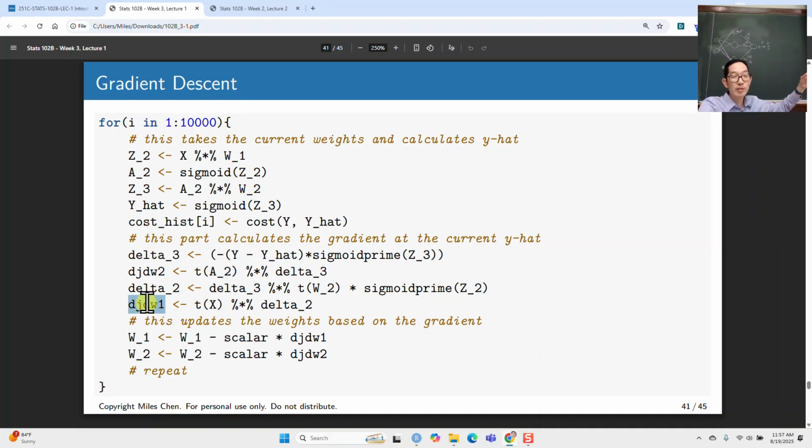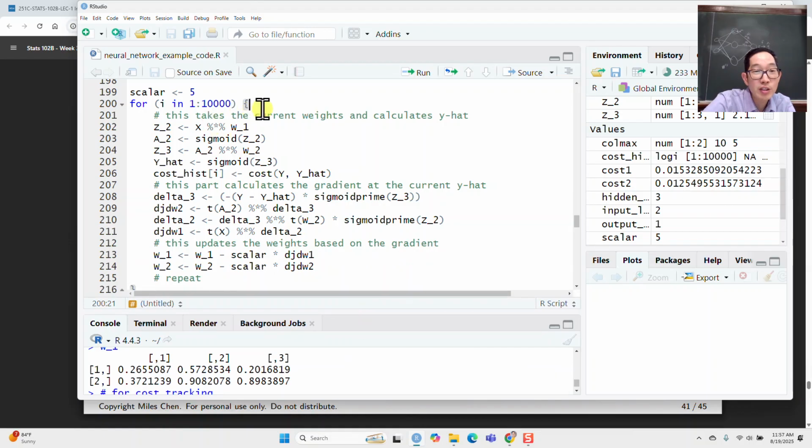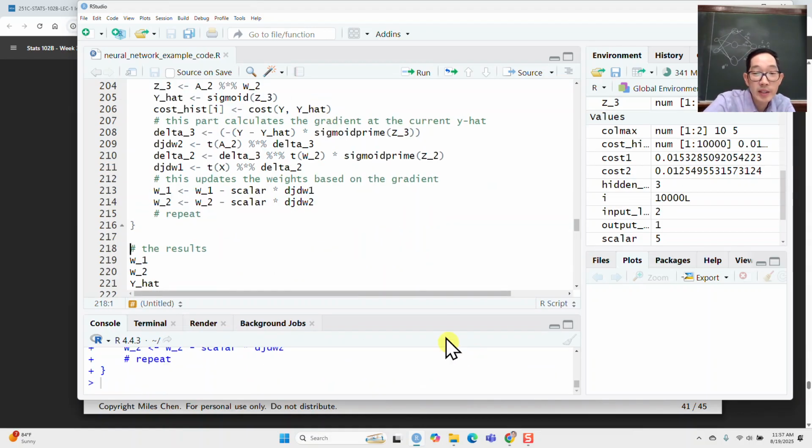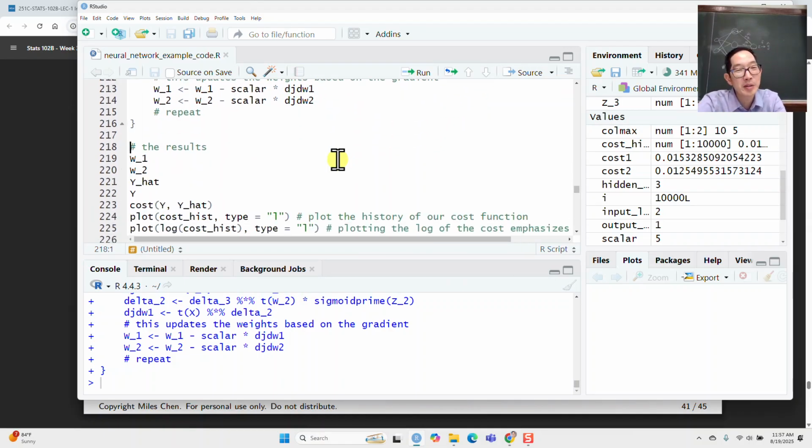So that will give you the gradient. And then once you have your gradient, you just update your current values of W1 and W2. You just subtract off some value of the gradient. So that is our loop. And so I'm going to just run this. I'm going to let it run for 10,000 iterations. And it's done. It's a matrix operation, so it works quickly.